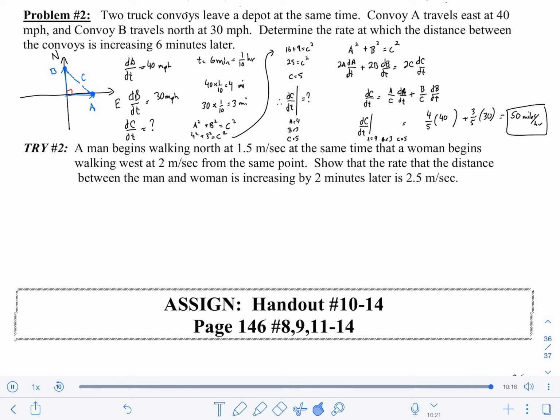Okay, so I'd like you to try this next one out. It's going to be very similar. Let's see how it goes.